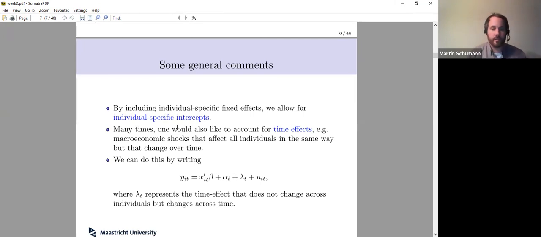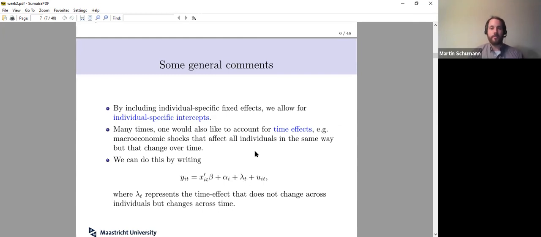But of course, that means they would not get an i index, but they get a t index because they only happen at particular points in time. So this is what is written in this model here. You see the alpha i does not change across time. That's the individual effect. And here this lambda t does not change across individuals. And that's the time specific effect.